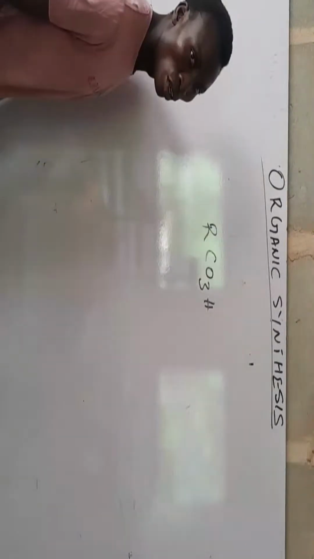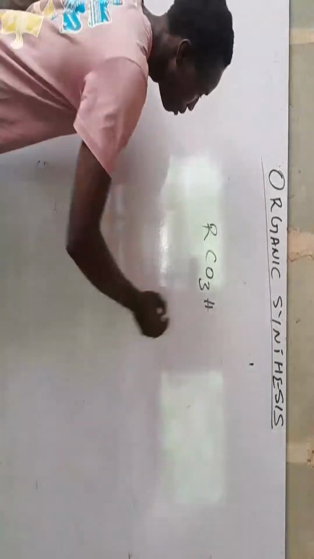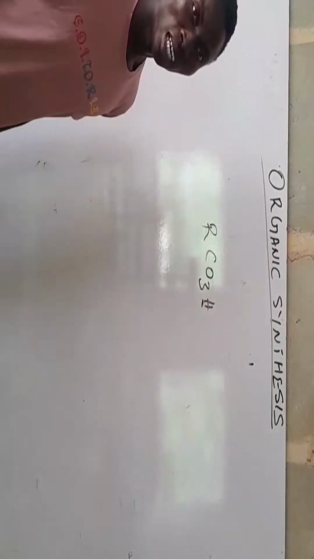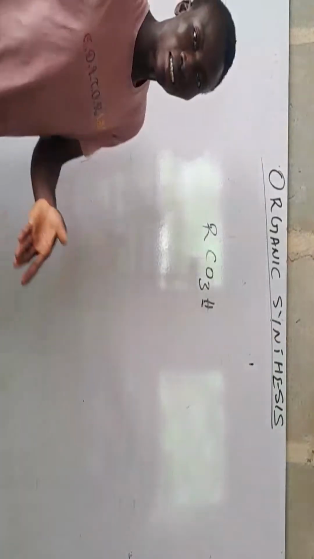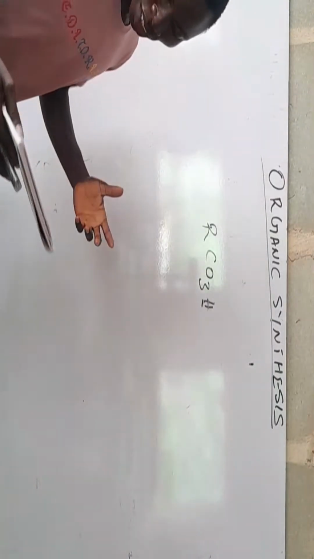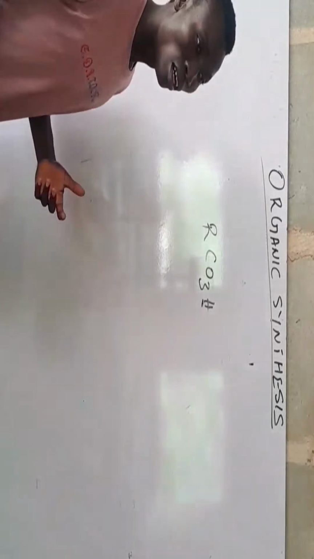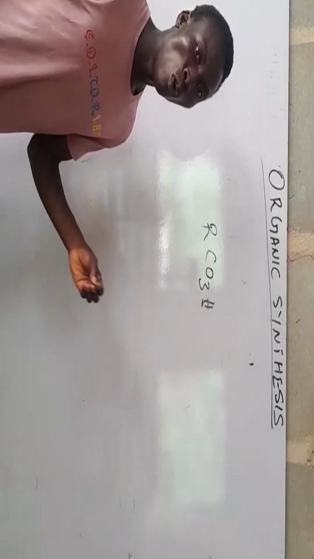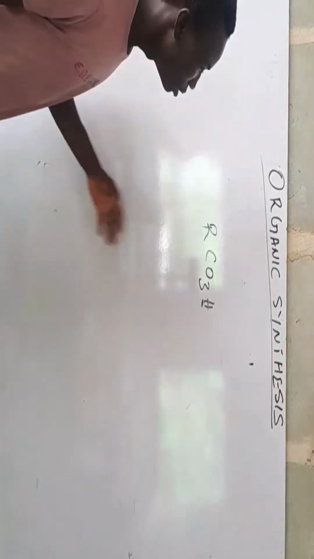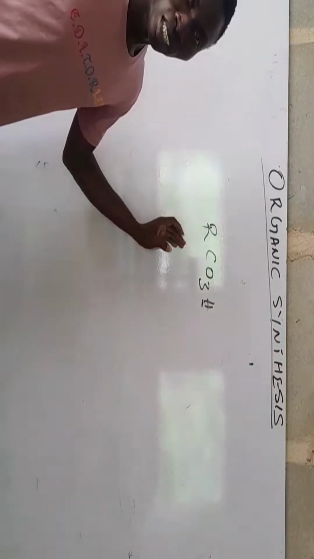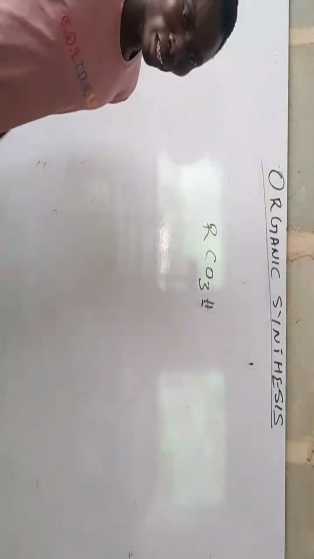RCO3H actually represents them. The presence of this H in this place makes them what we call the peroxy acid. Like "per" means one there, okay? One acid. That is what it represents. If you remember hydrogen peroxide, you know that the formula for hydrogen peroxide is H2O2. The case of the peroxy acid is quite different.